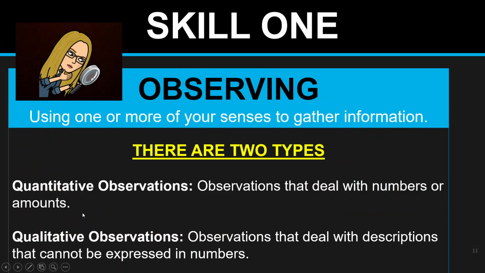If I wanted to make it a qualitative observation, which are observations that deal with descriptions that cannot be expressed by numbers, I would say my eyes are brown. So the adjective brown, you can't really describe that with a number. So 2 eyes would be a quantitative. Brown eyes would be a qualitative observation.